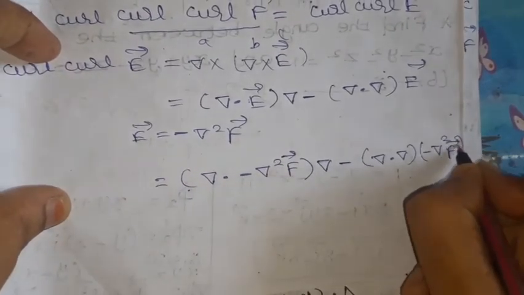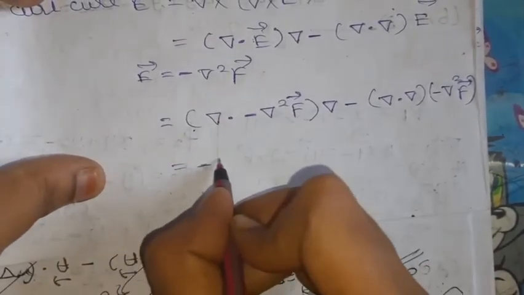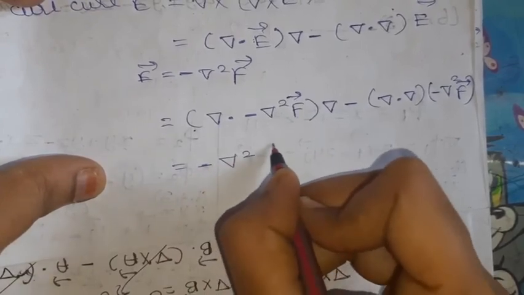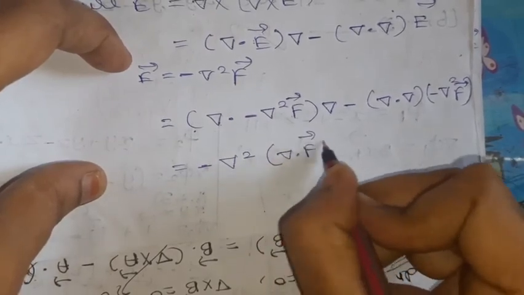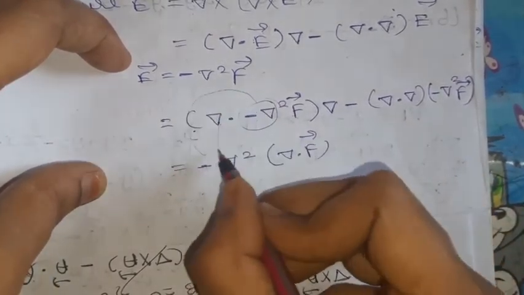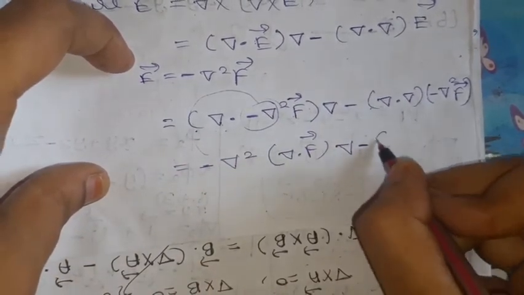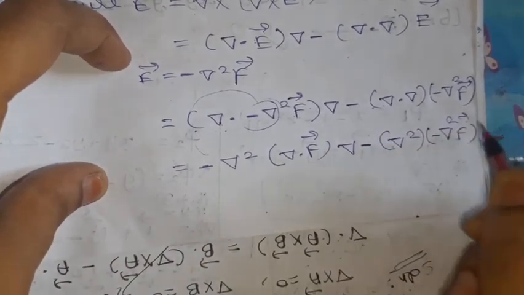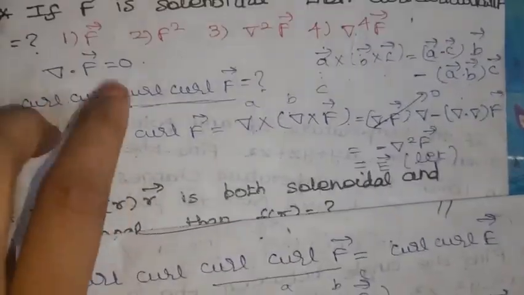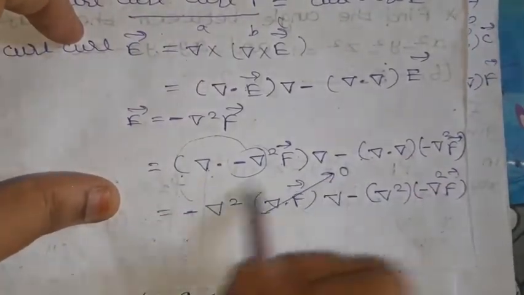Use the vector symbol. So take minus del squared outside. What is remaining inside? Del dot f, into del. So del dot del is nothing but del squared, into minus del squared f. Are you clear, guys? So obviously f is solenoidal, so del dot f equal to 0, which means this first term will get 0.